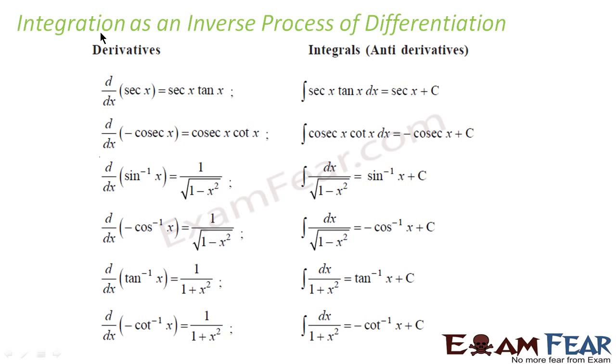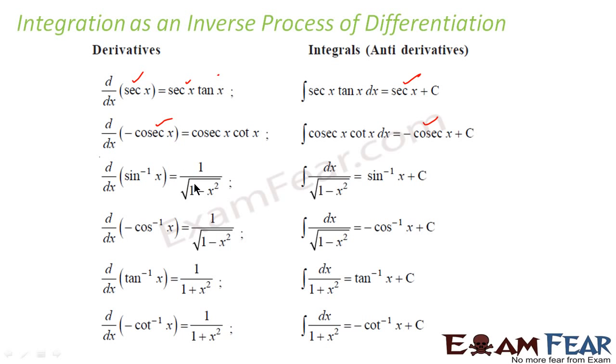There are more examples. You differentiate sec x, you get sec x tan x. Similarly, you integrate sec x tan x, you get sec x. You differentiate minus cosec x, you get cosec x cot x, and you integrate cosec x cot x, you get minus cosec x.